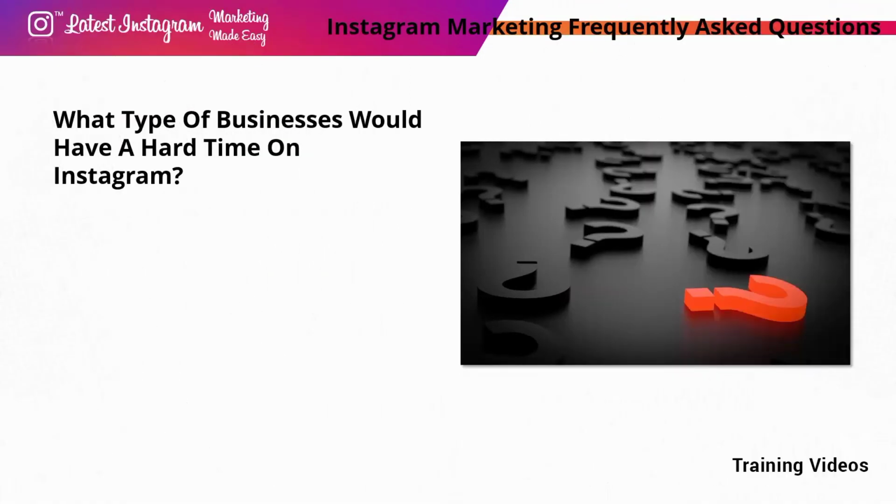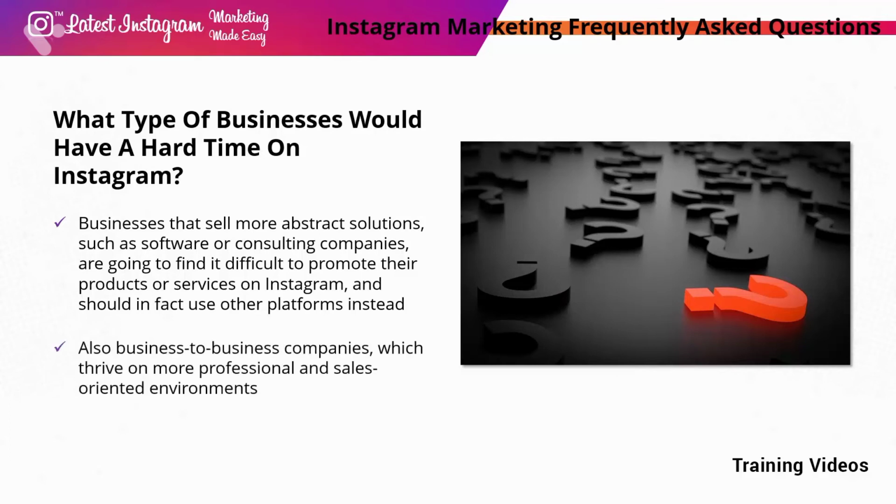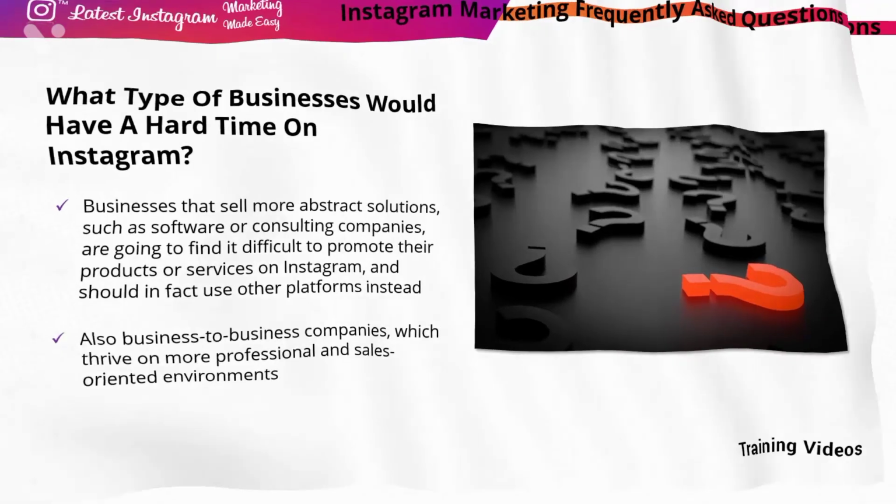What type of businesses would have a hard time on Instagram? Businesses that sell more abstract solutions, such as software or consulting companies, are going to find it difficult to promote their products or services on Instagram and should in fact use other platforms instead. Also, business-to-business companies, which thrive on more professional and sales-oriented environments.